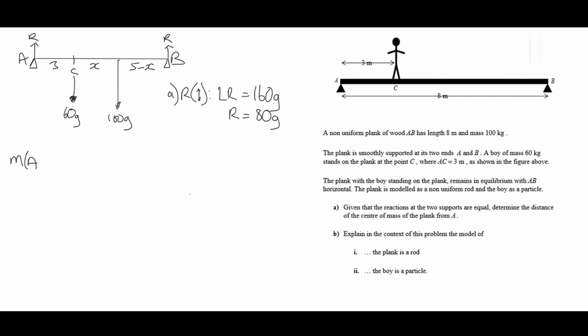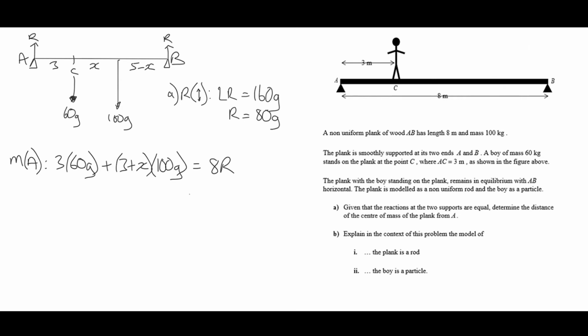Additionally, we can take moments, and we're going to take moments from A. For each of these forces, we need to consider what direction they're moving. So the 60G and the 100G will both produce clockwise moments, while the reaction force at B is going to produce an anti-clockwise moment. So we need the perpendicular distance multiplied by the force for each of these. So we get 3 times 60G, plus 3 plus X multiplied by 100G, and that should equal 8 multiplied by R.